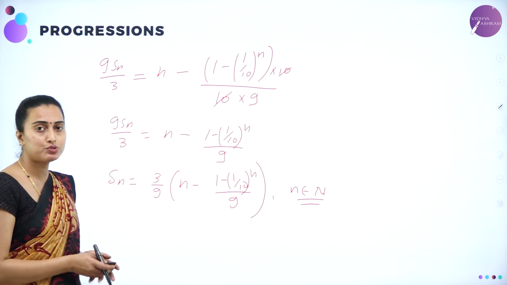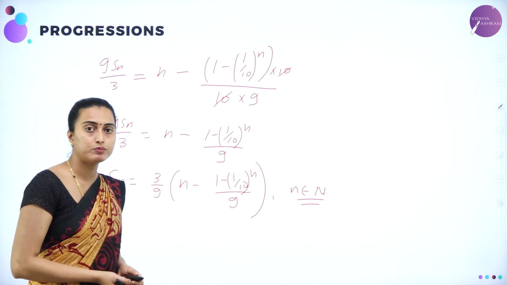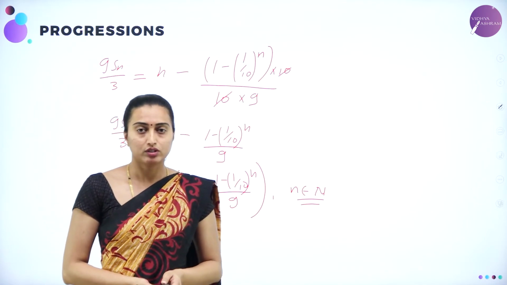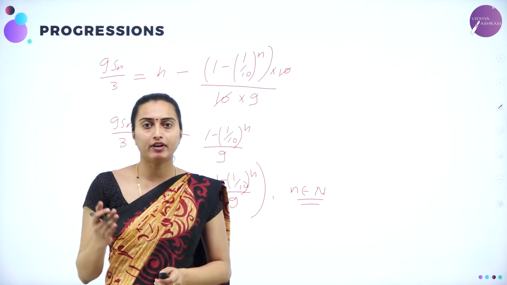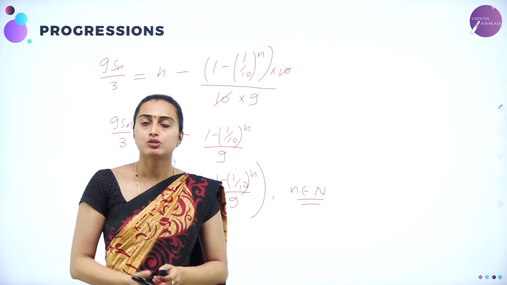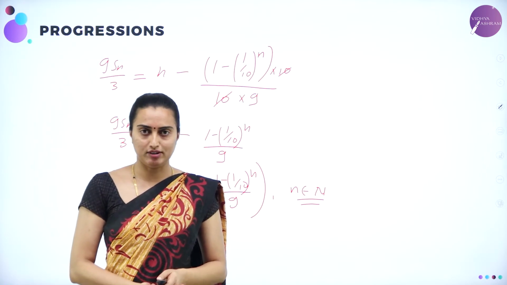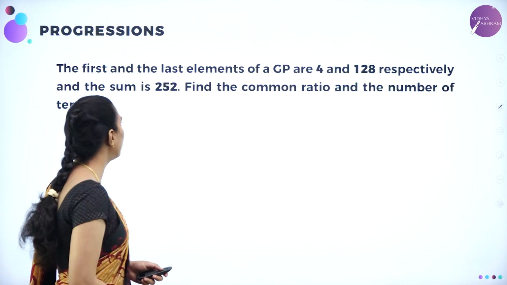I hope you got this one, how to solve the problems of sum to n numbers. First, try to reduce to the form of 9, 99 and 999, so it will be easier to solve at the next level. So, next we'll be moving on to the problem.